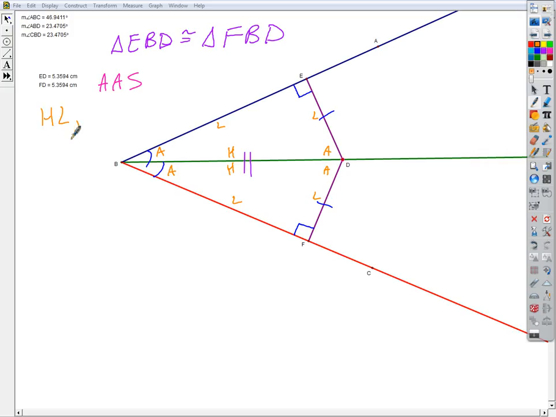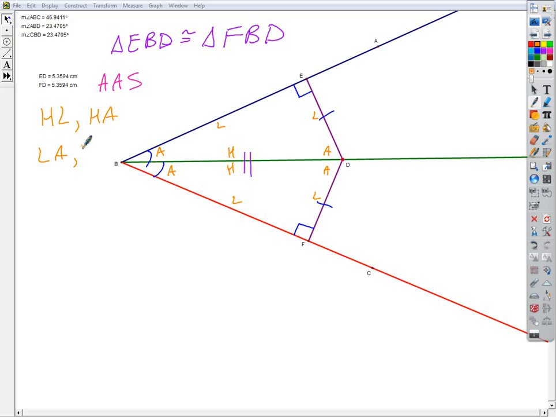What else could we use? HA, hypotenuse and acute angle. What else? I could do leg angle. I guess I can't quite do leg, can I? But any of those would all work, wouldn't they?